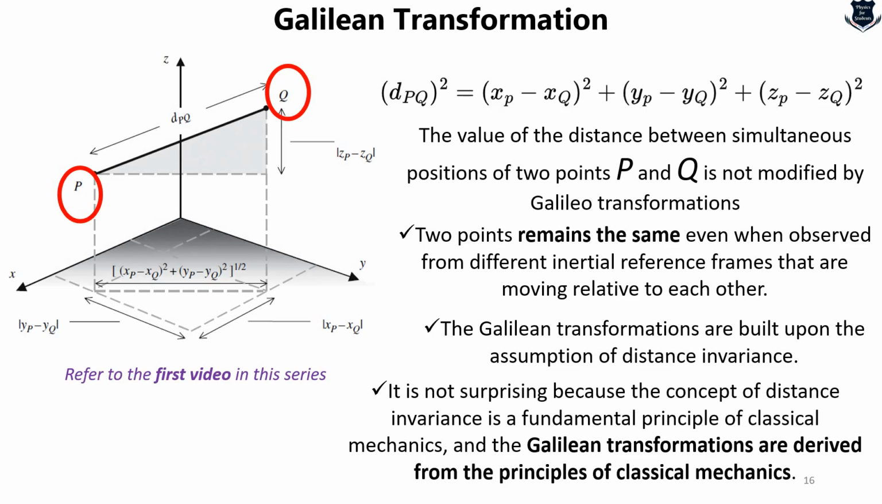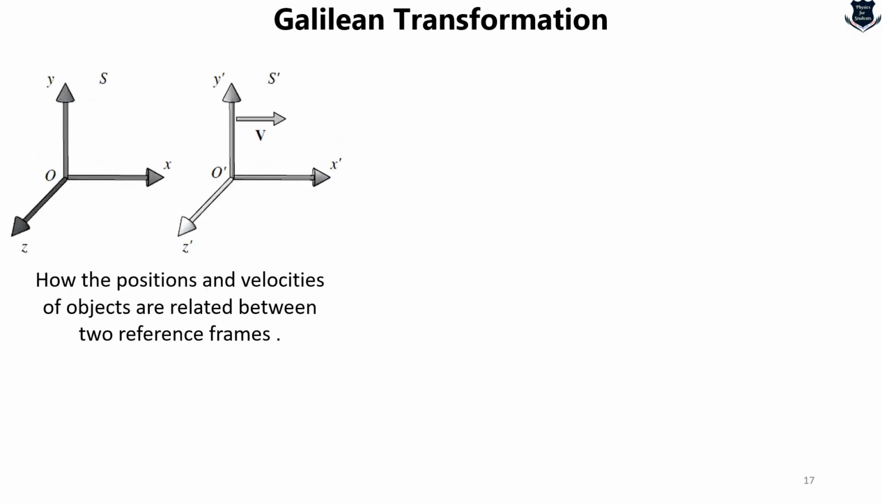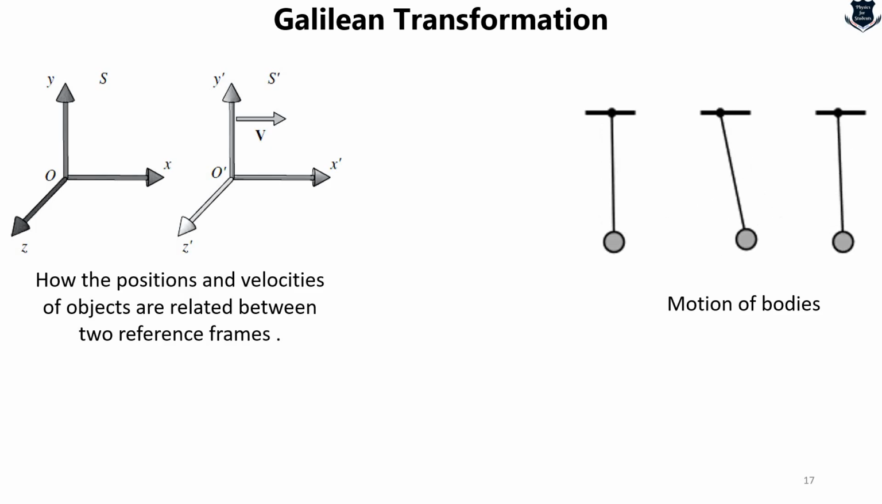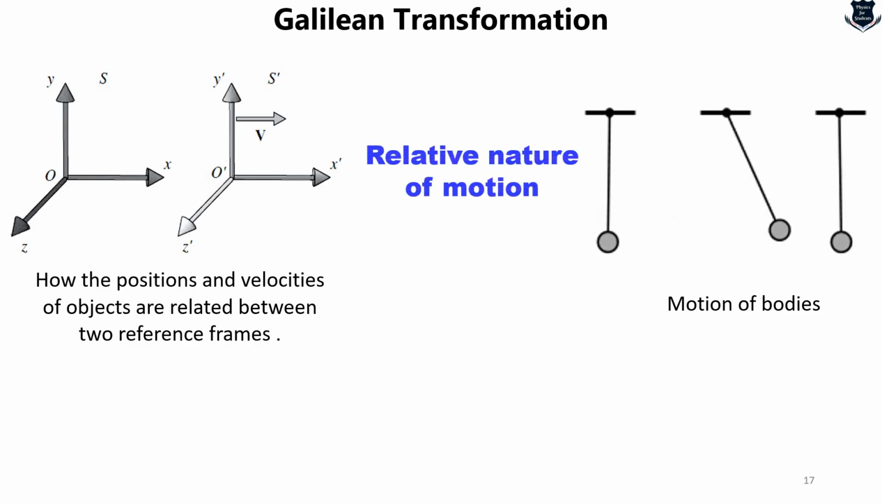So this is basically how the positions and velocities relate between two frames of reference. But what this is acting on is the motion of bodies. On the left hand side we have frames of reference. On the right hand side we have an oscillating pendulum, which is the motion of bodies, and the key linking factor between them is what is called the relative nature of motion.